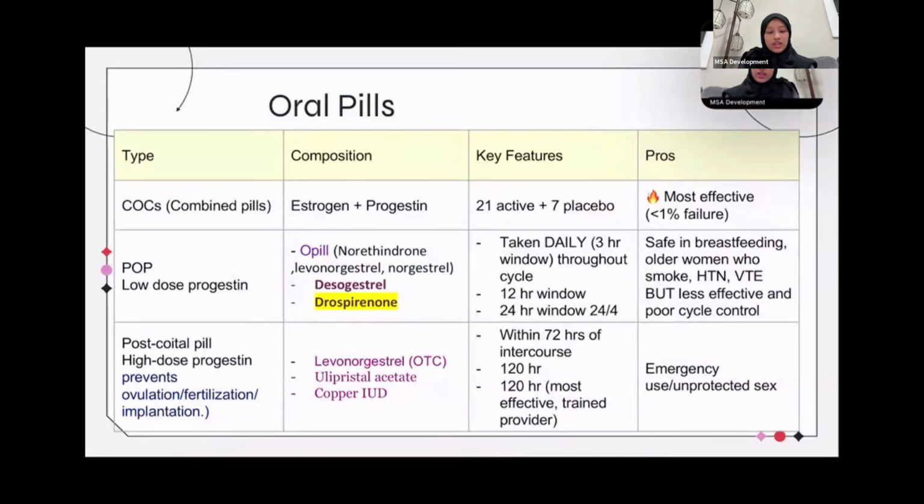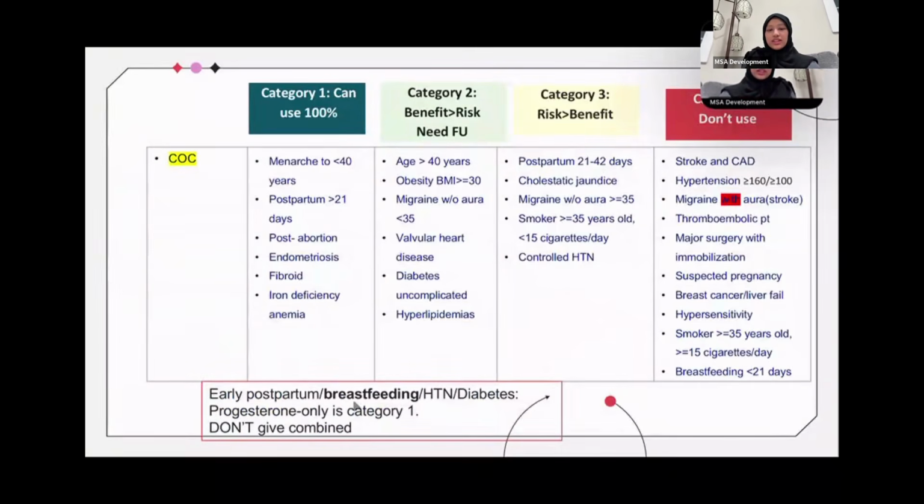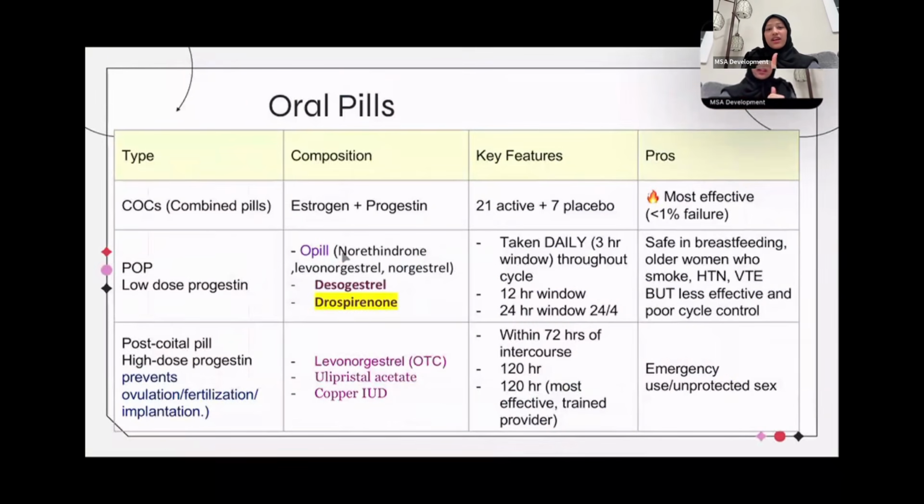Okay, let's move on. So now we are moving to the rest of the oral pills, which we talked about in detail. It's very effective if you take it on time, right? There's oral progesterone only pills, which is low dose. So progesterone only can be used in these situations. Things like Opill, you'll hear these names a lot, but basically progesterone only. Desogestrel, again, remember this, drospirenone, okay?